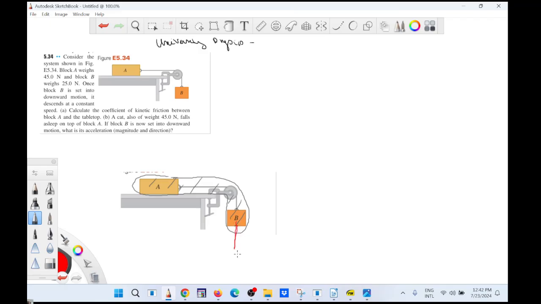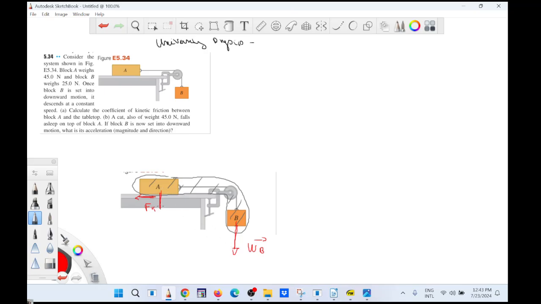So here, that will be the driving force. That will be the weight. And the force opposing this motion here, so it doesn't fall, it's not in free fall, will be the kinetic friction between A and the table. So that will be what's going on here. That's what you're going to use for Newton's second law.